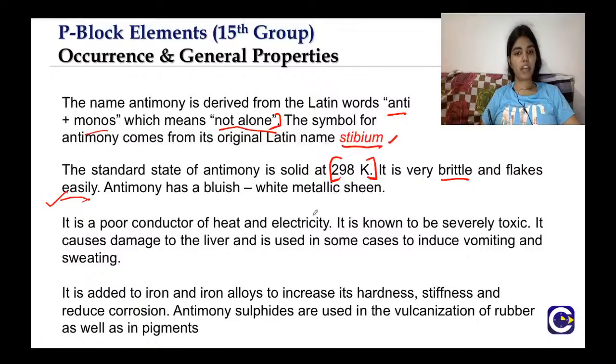It is a poor conductor of heat and electricity. It is known to be severely toxic. It causes damage to the liver and is used in some cases to induce vomiting and sweating.